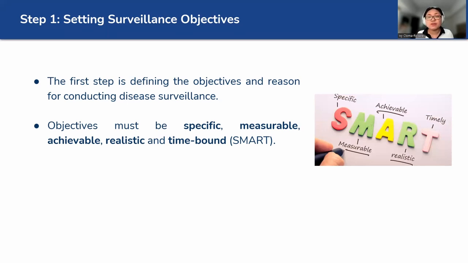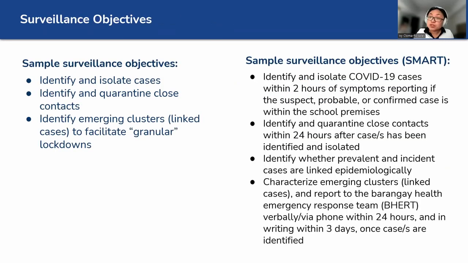The first step in defining the objectives and reason for conducting disease surveillance is defining the objectives. So objectives must be specific, measurable, achievable, realistic, and time-bound. So let's take a look. Maybe your sample surveillance objectives in your school could be something like dealing with cases, close contacts, and clusters. So identify and isolate cases, identify and quarantine close contacts, identify emerging clusters, which is really linked cases to facilitate granular lockdowns.